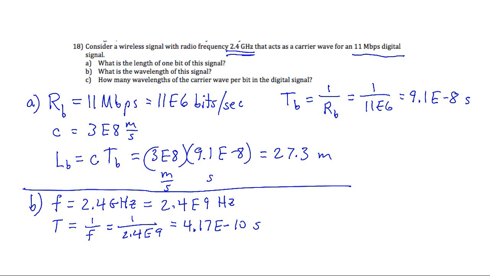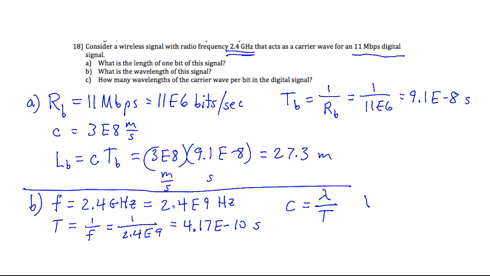Let's see here. I'm supposed to be calculating the wavelength of this thing. I'm going to use the fact that the speed is equal to the distance divided by the time, which is the wavelength divided by the period. And I need to then solve for the wavelength here.